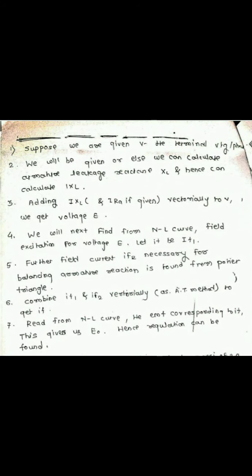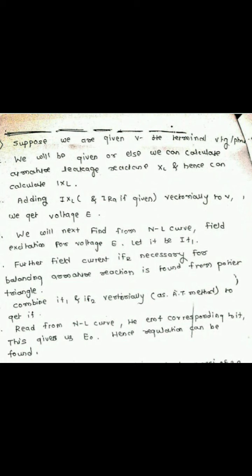So first step, suppose we are given the terminal voltage per phase, or else we can calculate the armature leakage reactance XL, hence can calculate the IXL drop. This is the second step. The third step is adding the IXL, that is IRA, if given, vectorially to V, and we get the value of E. Then in the fourth step, we next find the no load curve field excitation for voltage E. Let it be IF1.